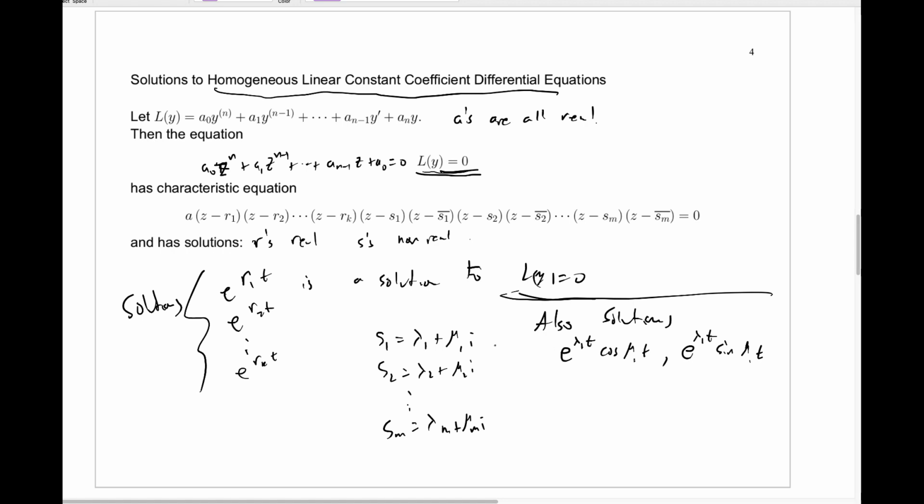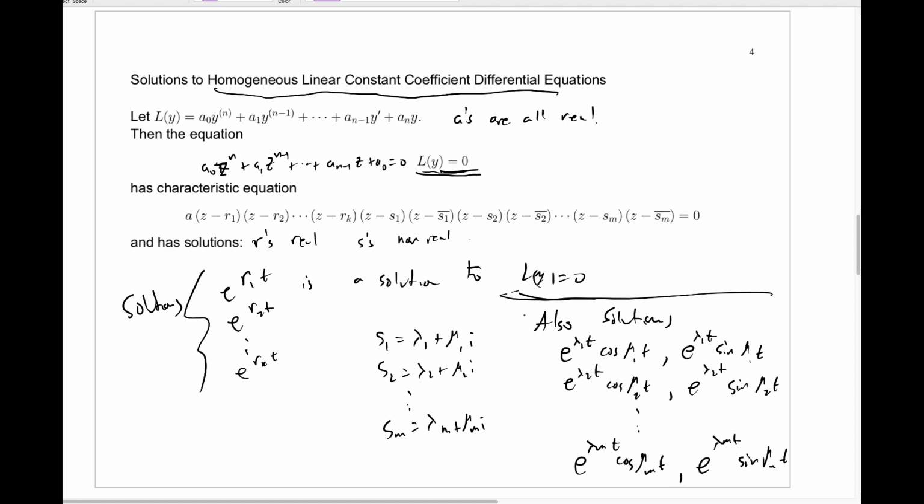And the same will be true for S2 through Sm. So we'll have e to the lambda 2t cosine mu 2t, e to the lambda 2t sine mu 2t, all the way up through e to the lambda mt cosine mu sub mt, and e to the lambda mt sine of mu sub mt.